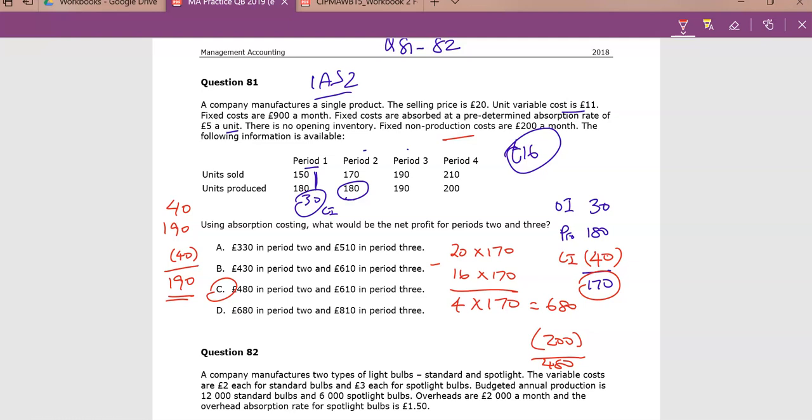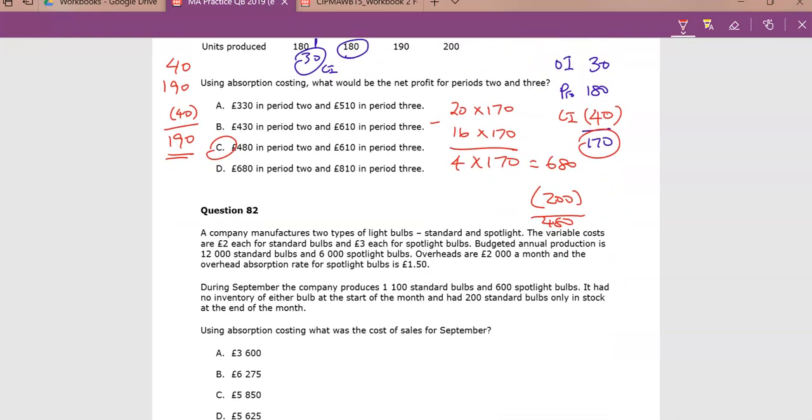But the key point is that with absorption costing, we are absorbing this full £5 into the product with the 11. We wouldn't do that with marginal costing. We would treat the full 900 as a period cost in the month. Okay, great. So the answer there is C.